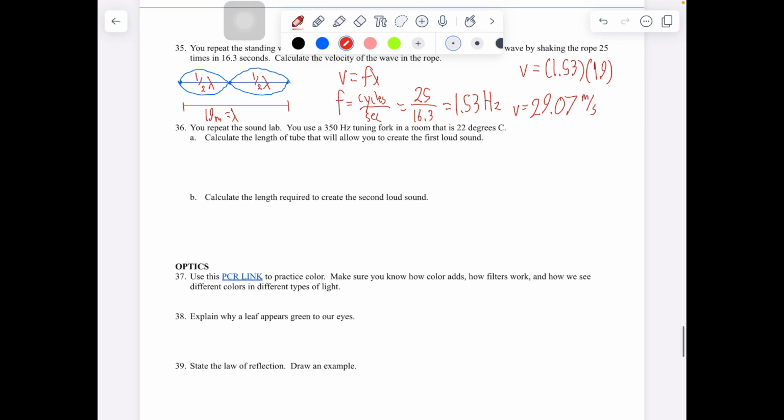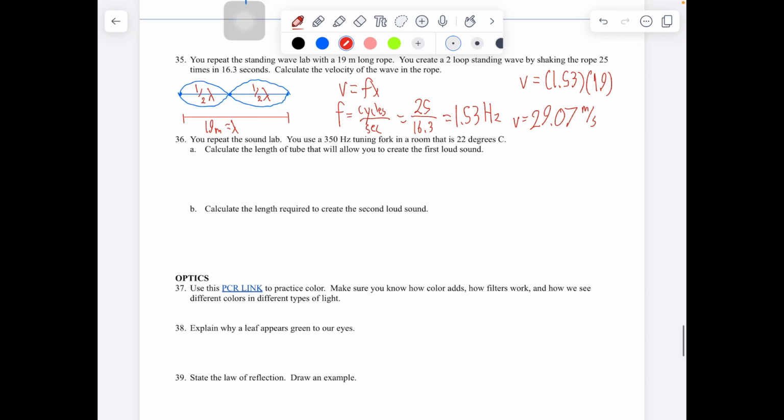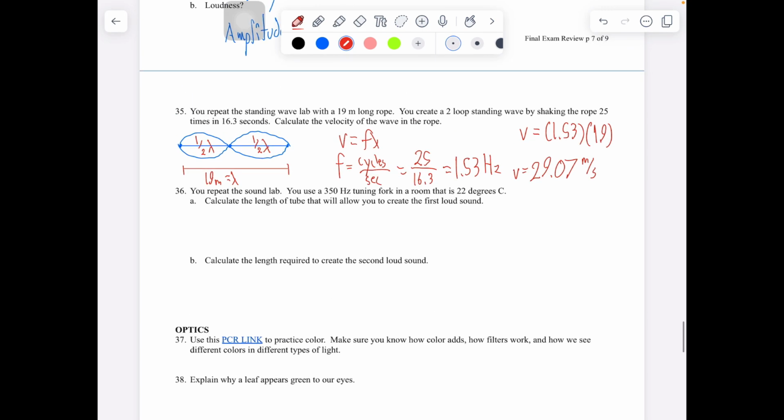Number 36, you repeat the sound lab. You use a 350 hertz tuning fork in a room that is 27 degrees Celsius. Calculate the length of tube that will allow you to create the first loud sound. Okay. Well, first, to do this, we are actually going to need our equation. Let me go ahead and grab this. Just grabbing our little equation slip that we're giving you. This one is given on our equation slip, so it's not something you need to add in.